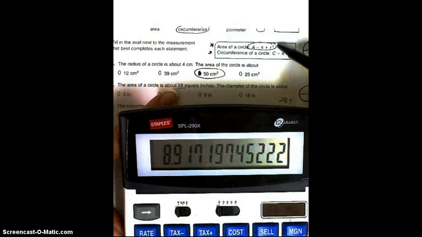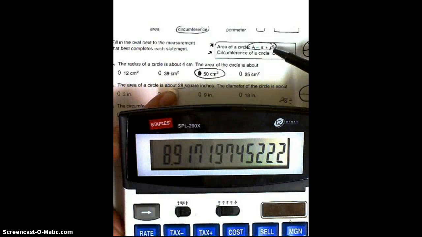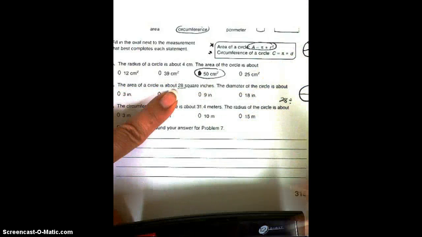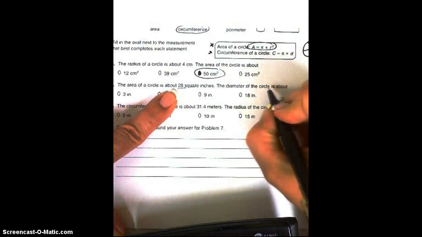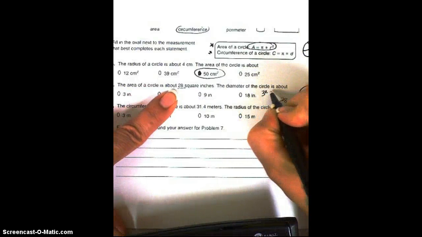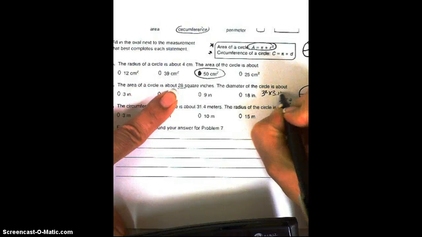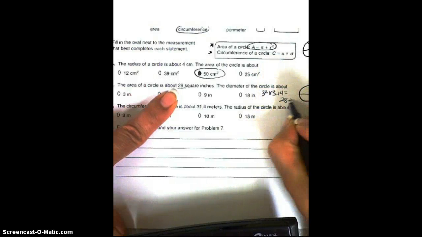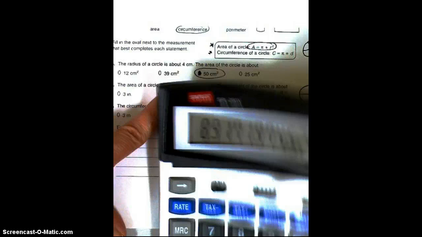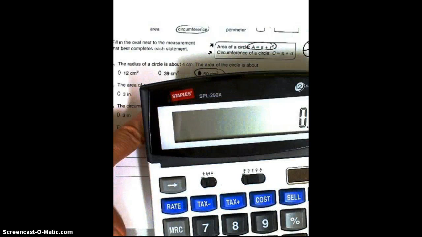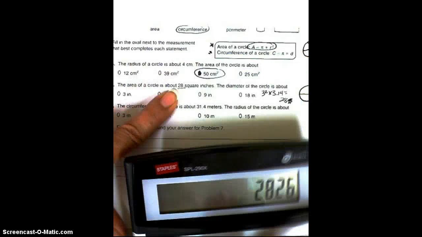Now, radius squared, so that was something times itself, was close to 9. I'm thinking it must be 3, because 3 squared, let's try it out, 3 squared times 3.14 should equal 28. Let's see if we're right. 3 squared, or 3 times 3. And then we're going to multiply that total times 3.14, and it's 28.6.